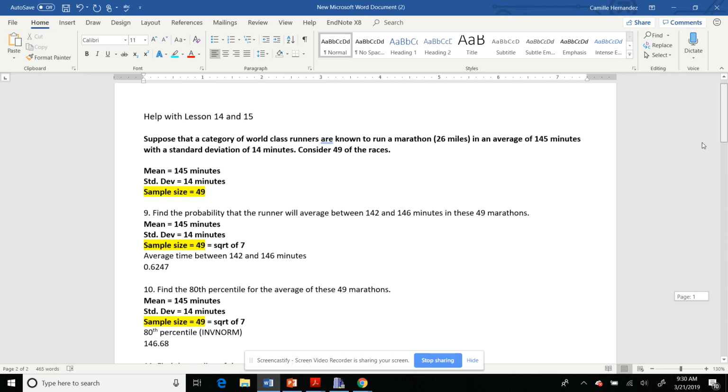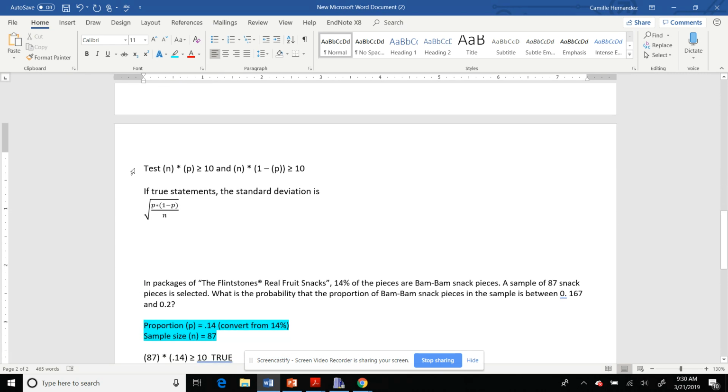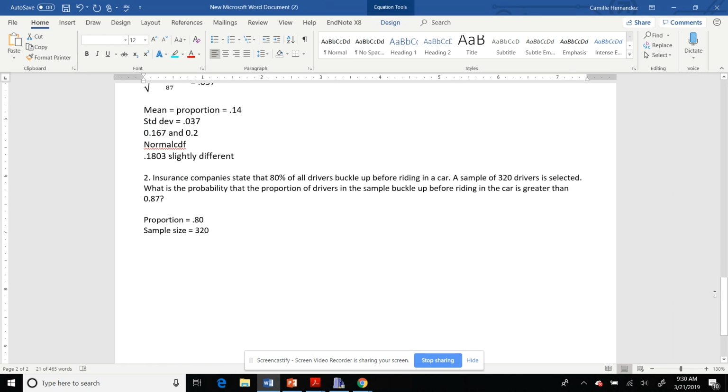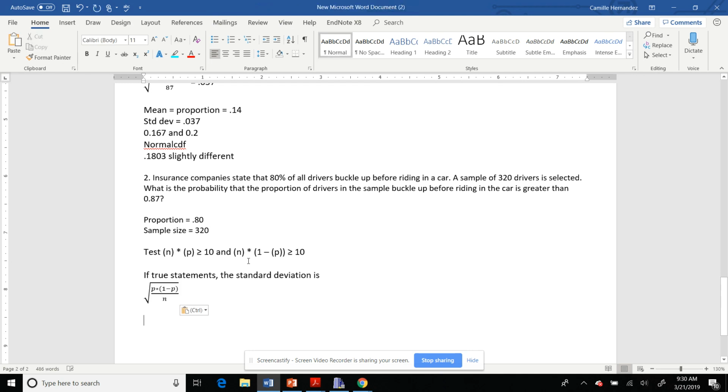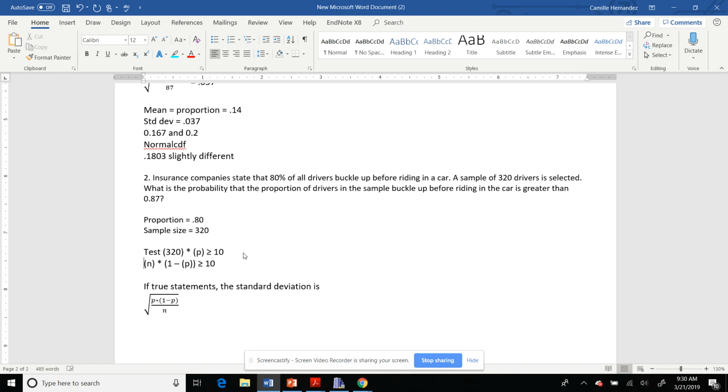I'm going to grab all my stuff. Oops, sorry. Go up here, grab it again. Going to fill it in and see what we get. So this is going to be 320. Let me get rid of this so we can see it easier. And this will be 0.80. And this will be 320. And this will be 80.